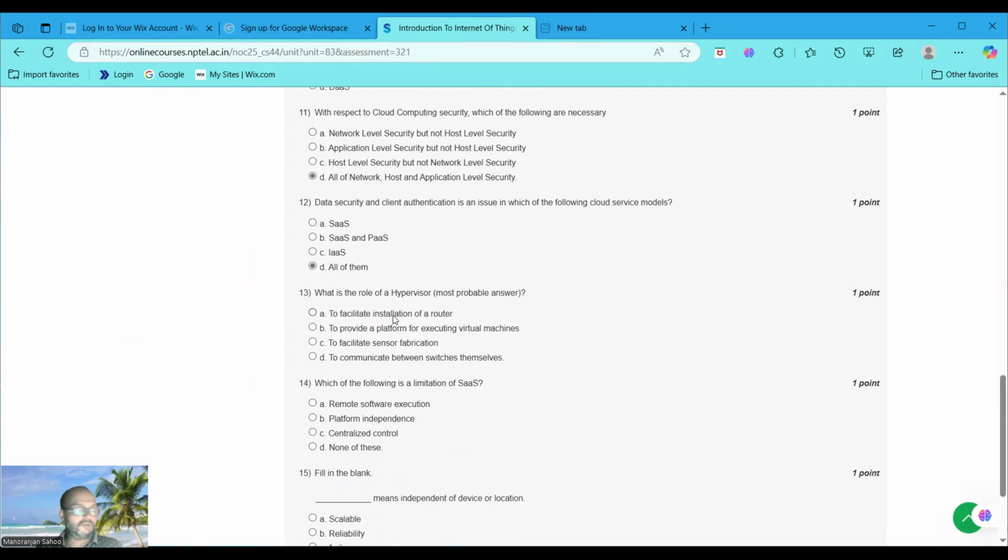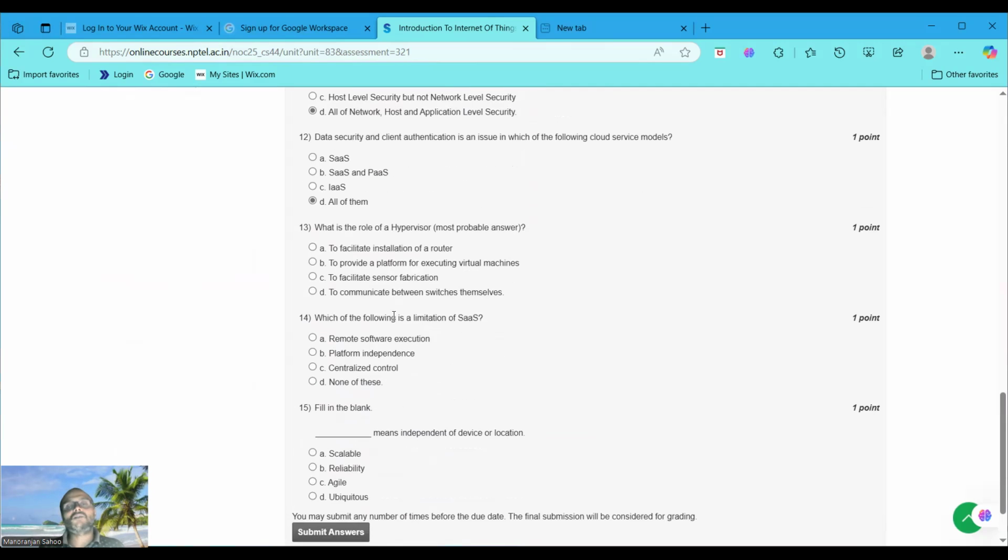Okay, now moving to question number 13. What is the role of a hypervisor? Most probable answer: a hypervisor provides a platform for executing virtual machines. 13 option B, to provide platform for executing virtual machines. What is a hypervisor? A hypervisor, like VMware, is software that creates and manages virtual machines. Remember, create and manage virtual machines on a host, enabling multiple operating systems.